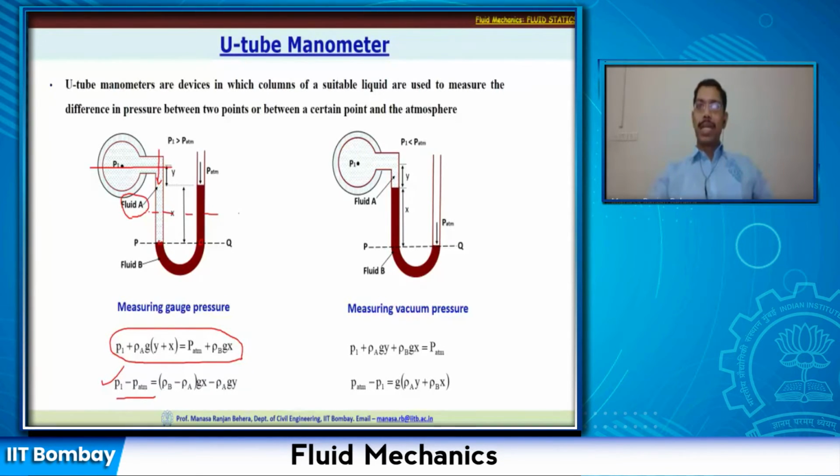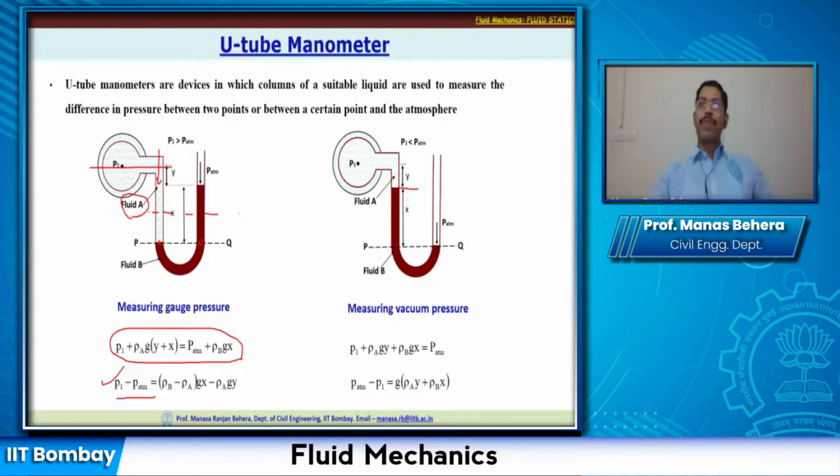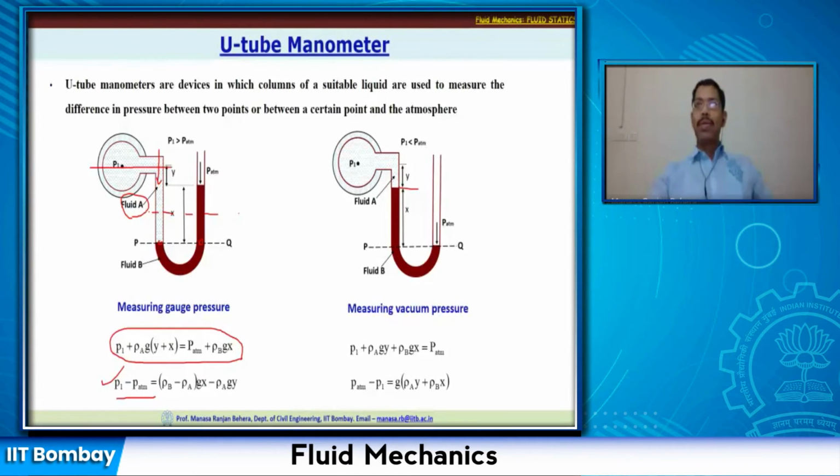So I can similarly equate both the pressures at line PQ, because this is the level in the continuous fluid where pressures can be the same. So I know the difference between these two locations, that is P and this interface location. So I can write down that P1 plus rho A g multiplied by y plus rho B g multiplied by x, that is the pressure here, is equal to P atmosphere.